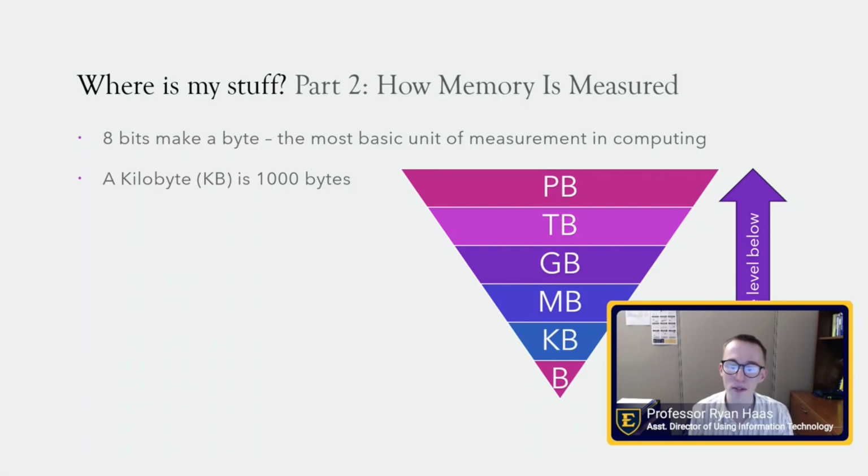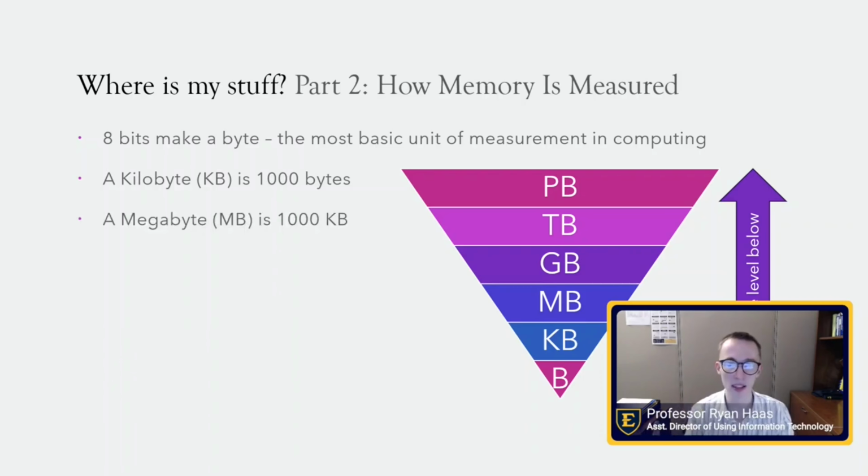From there, we have the kilobyte. So we're moving up by the metric system, or we're moving up 1,000 places. So a kilobyte is 1,000 bytes. That would be 1,000 characters. If you think about it, that would be like several paragraphs, right?